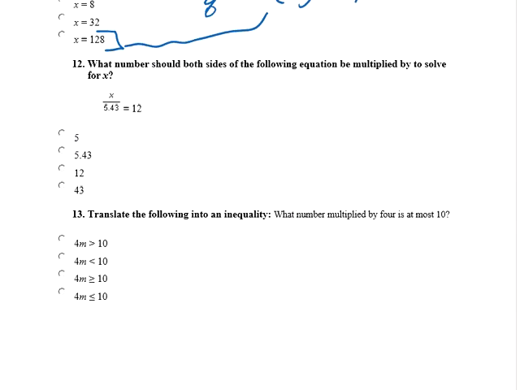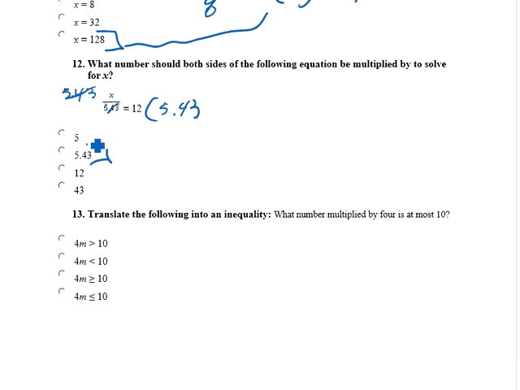Well, right now we have x divided by 5.43, so we're going to do the opposite, inverse operation. We're going to multiply by 5.43, and our 5.43 will cancel nicely. This cancels with that. If we multiply by 5.43 on one side, we got to do it on the other, so we're multiplying by 5.43.